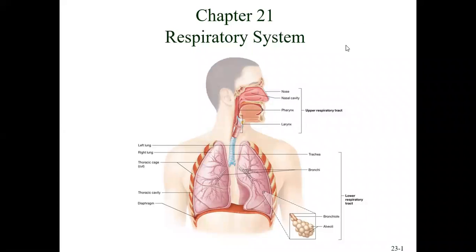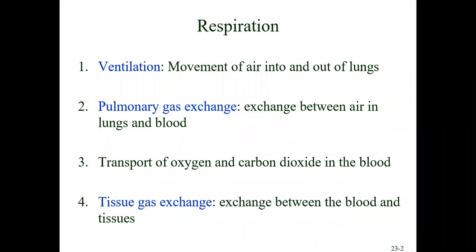All right, in chapter 21, we'll be looking at the respiratory system. And in this part of the video, I want to look at the physiology, the functioning of the system. We'll look at the anatomy portion during the lab part of the class. The primary function for the respiratory system is respiration.